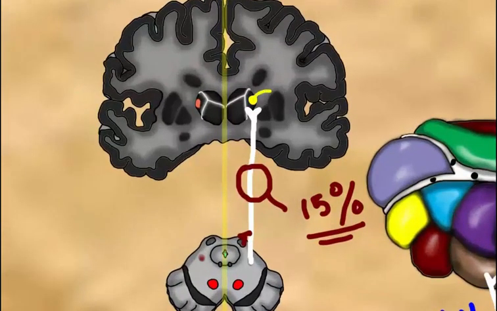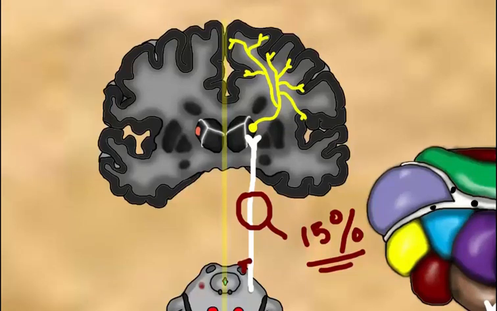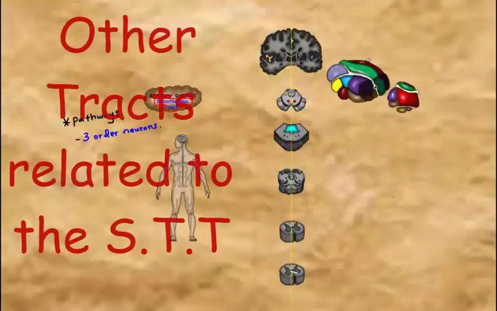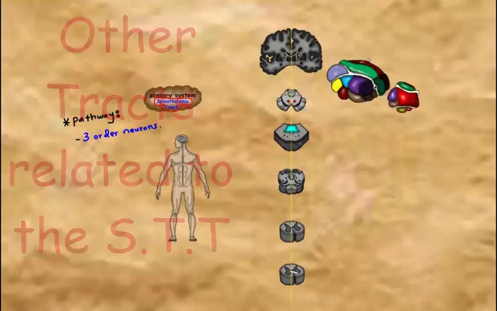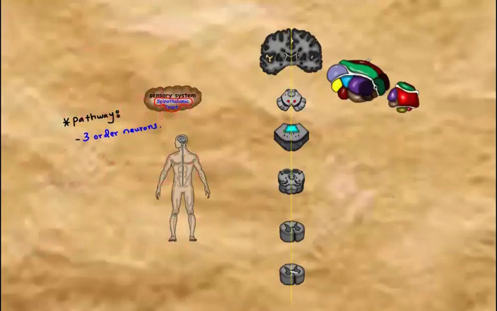Third-order neurons then pass by the posterior limb of the internal capsule before ascending and forming part of the corona radiata, and synapse with neurons of the sensory cortex. Some branches of these fibers synapse with the neurons of the limbic system for the generation of sensory affect. Before ending this video, let us quickly skim through some ascending tracts that go through the spinal lemniscus.